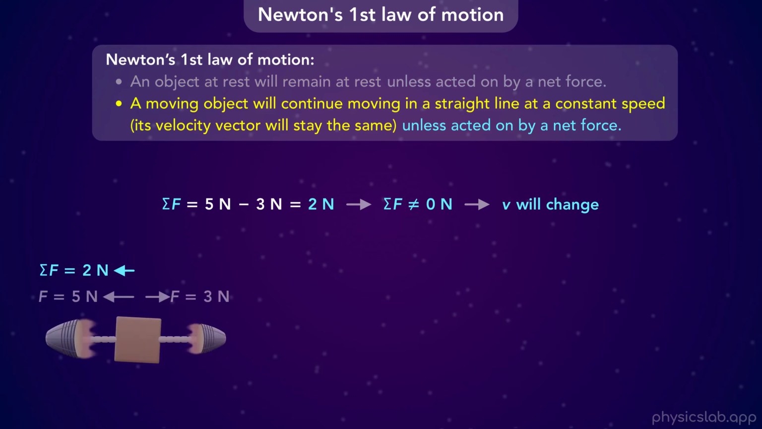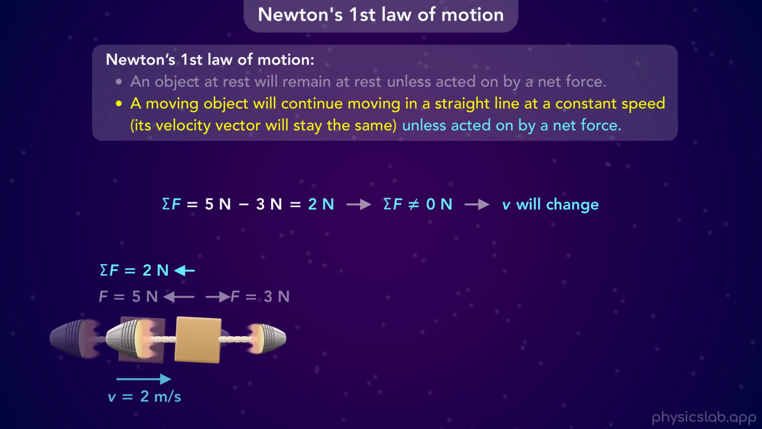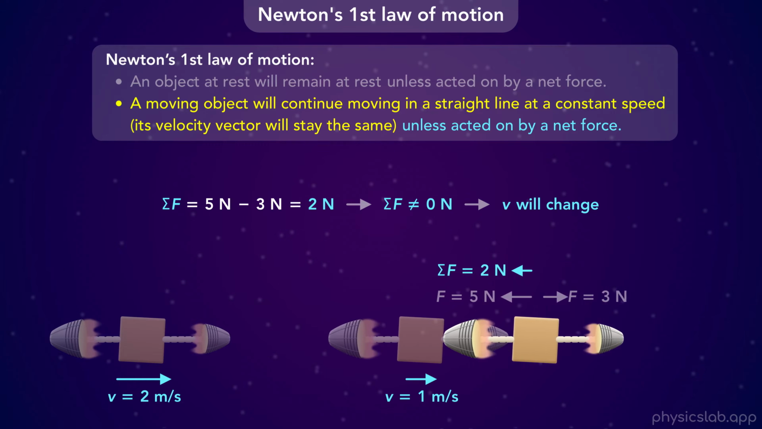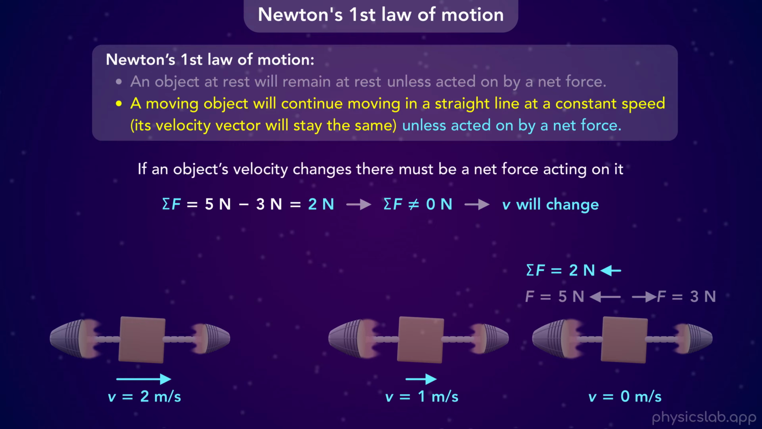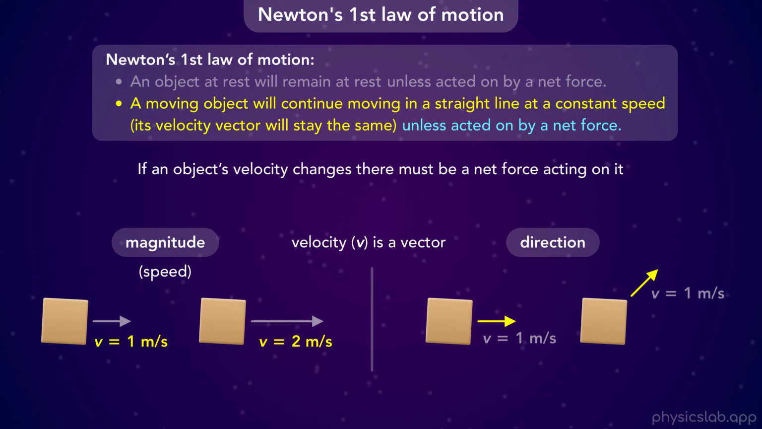Or let's say the net force was acting to the left, and the box was already moving at 2 meters per second. The net force would cause it to slow down because it's in the opposite direction as the velocity. So we can say that if an object's velocity changes, there must be a net force acting on it. When we think of velocity, we usually think of the magnitude, or how fast something's moving. But velocity is a vector, so it has a magnitude, which we call speed, and it has a direction.